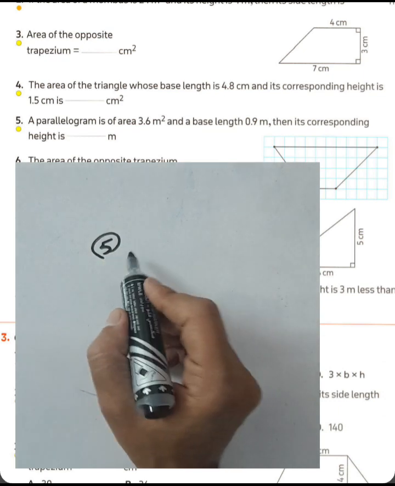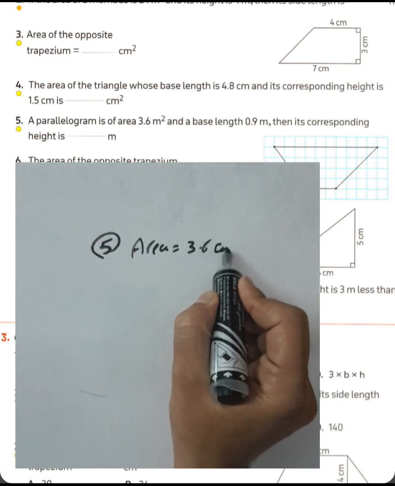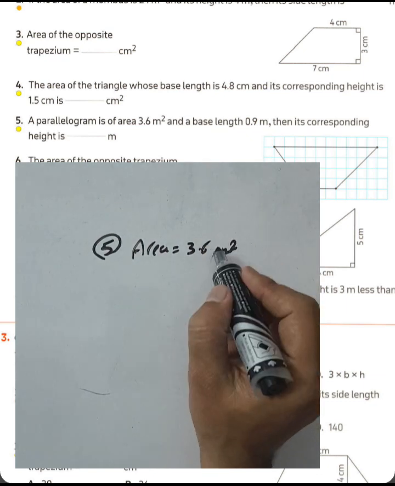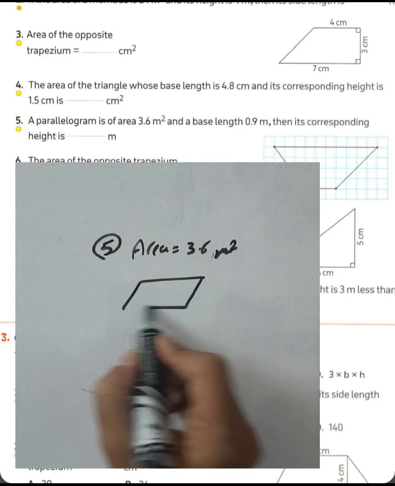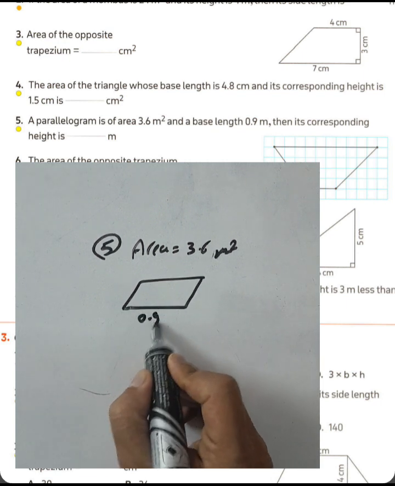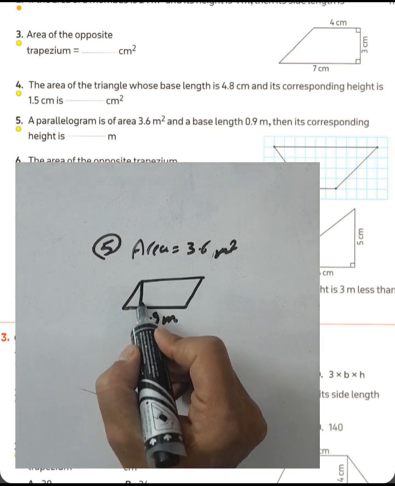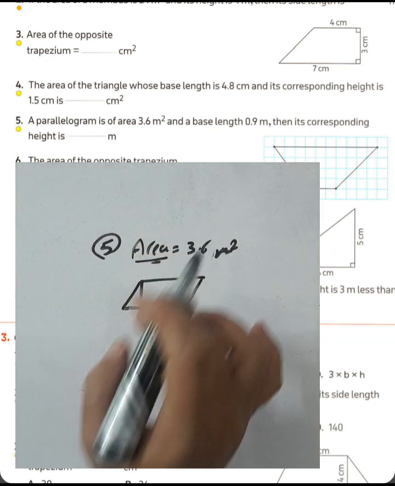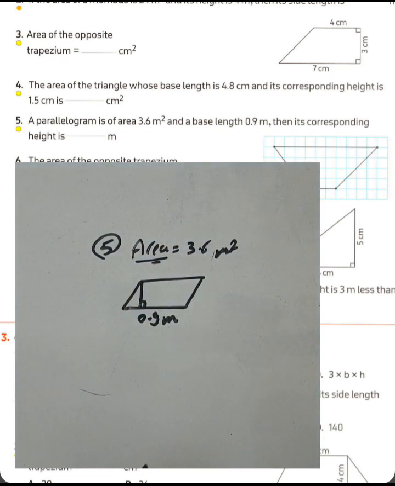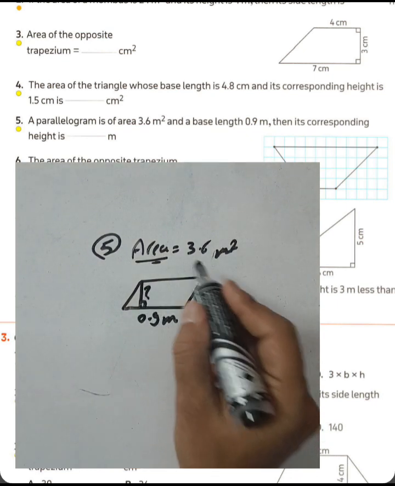The area of the parallelogram is 3.6 square meter, and the base length is 9/10 meter. Then the corresponding height will be what? We know the area of a parallelogram equals base times corresponding height. Then we can find the number which multiplied by 0.9 equals 3.6.